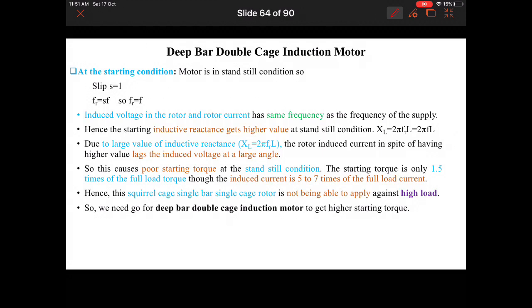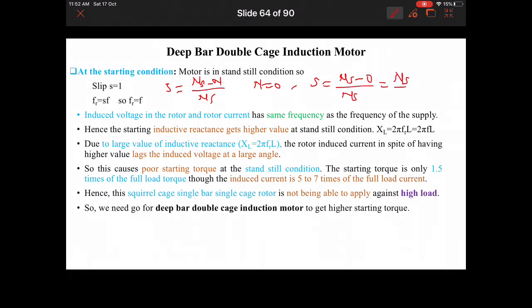At the starting condition, the motor is in standstill condition. Slip S equals (ns minus n) divided by ns, but at standstill condition n equals 0. So slip S equals (ns minus 0) divided by ns, which equals ns by ns, which equals 1.